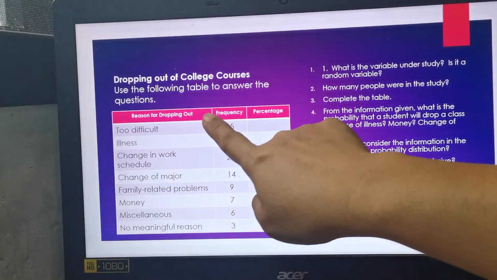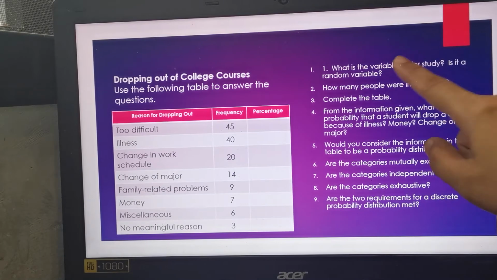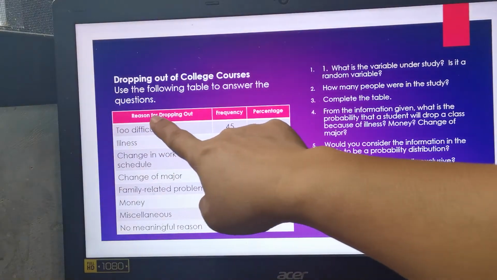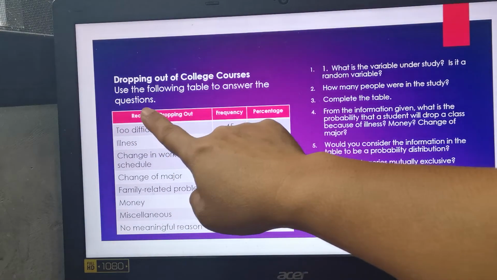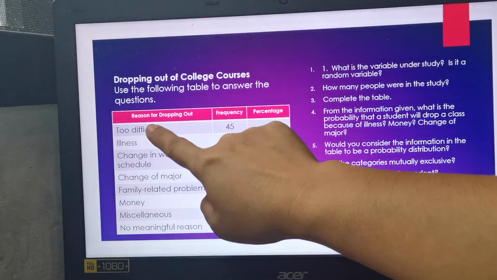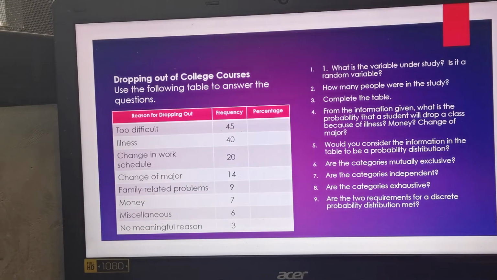Sabi niya, use the table to answer the questions. Ayan. So what is the variable under study? The variable under study is the reason for dropping out. Okay, the reason of college students for dropping out of their courses.